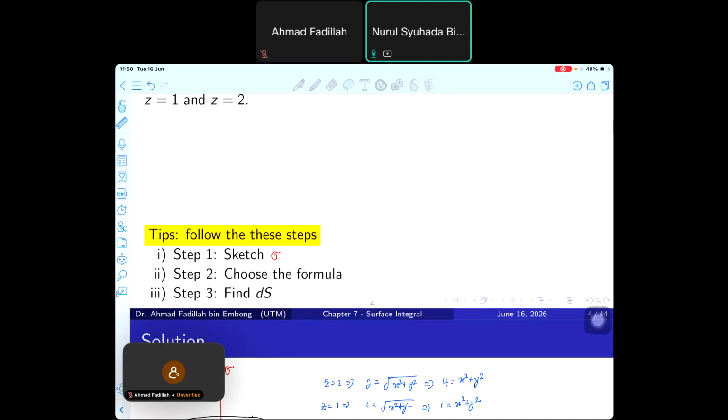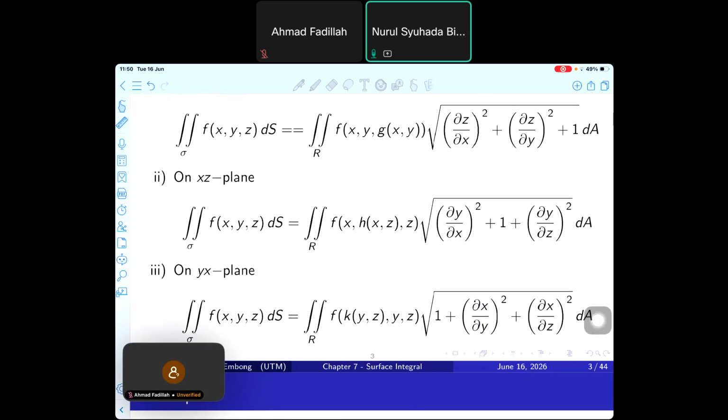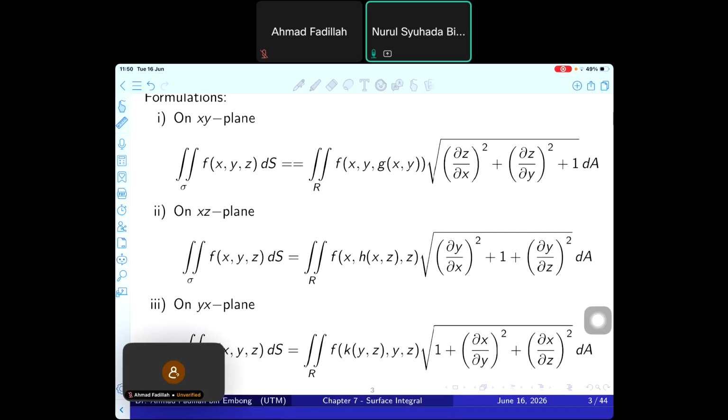And then the last one: before we can evaluate the surface integral, we need to find what dS is. So dS here is given by this formulation. This formulation also depends on what kind of projection we choose, either on the xy plane, xz plane, or yz plane.